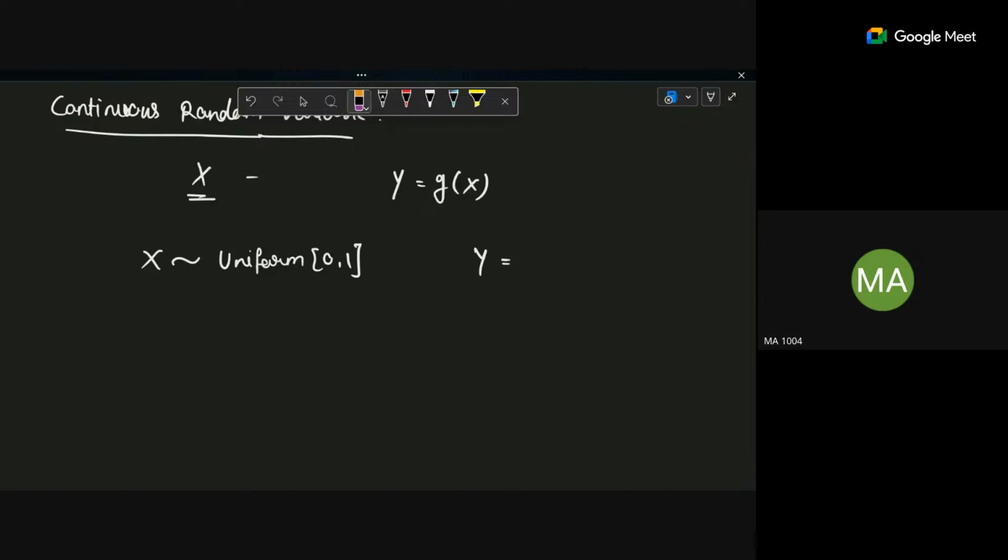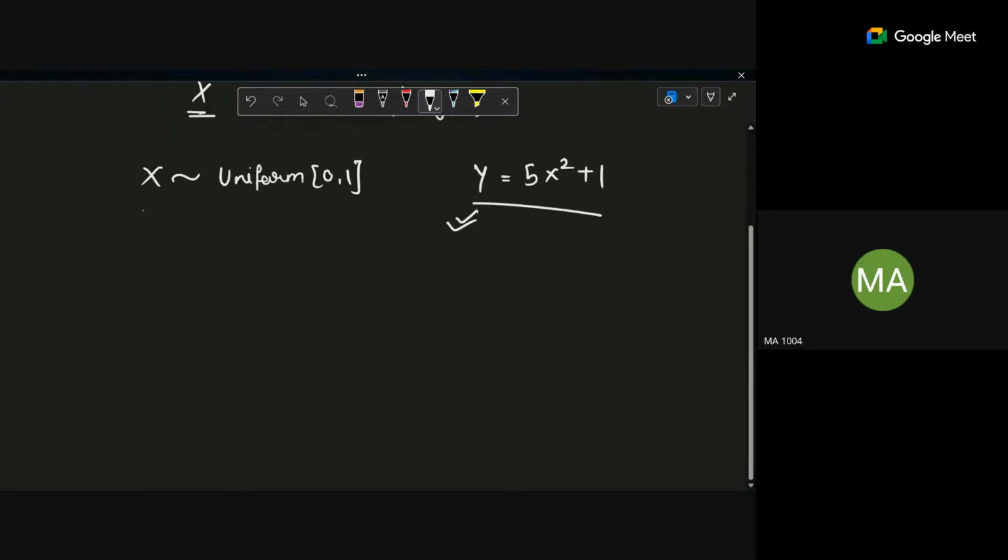What if I say 5x square plus 1? Then if I am interested to know what distribution y will follow based on this much information, is it possible to draw any conclusion about this y? If we know that x is a continuous random variable following uniform distribution over the interval 0 to 1, and there is another function defined as 5x square plus 1, then our goal is whether we can conclude or say anything about the distribution of y.